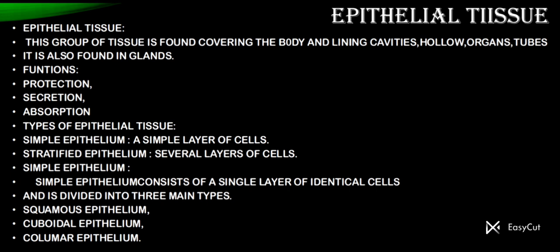If we see the simple epithelium under the microscope, it consists of only one layer. If we see the stratified epithelium under the microscope, it consists of several layers, many more than one layer. That is called stratified. So what do you mean by simple epithelium? A single layer of cells. That is again divided into 3 main types: squamous epithelium, cuboidal epithelium, columnar epithelium.